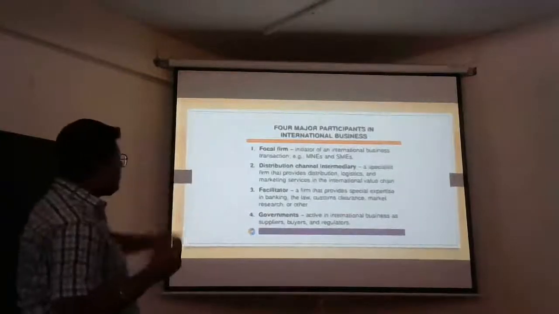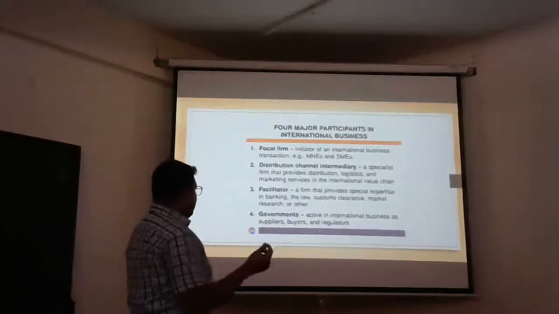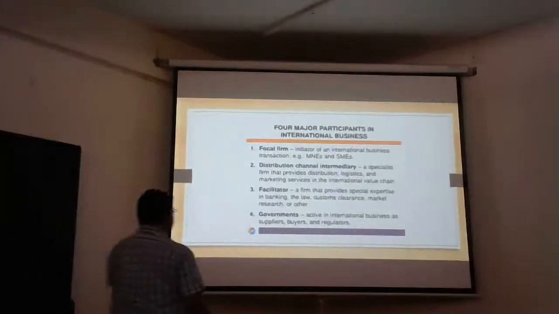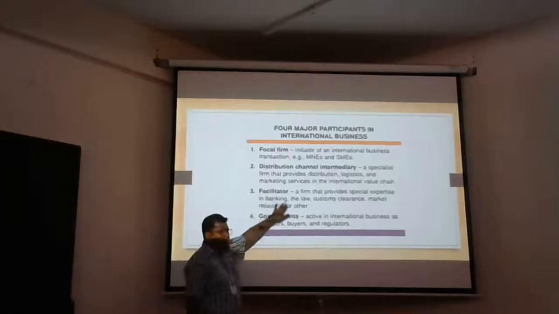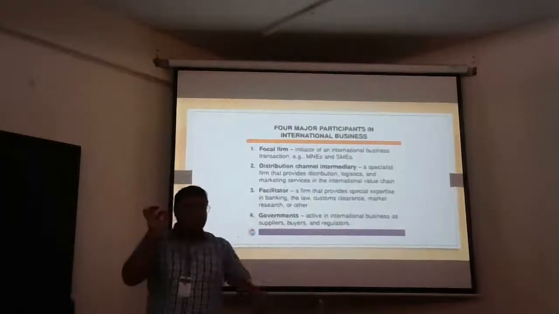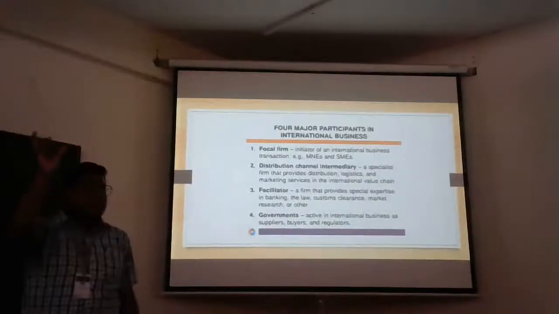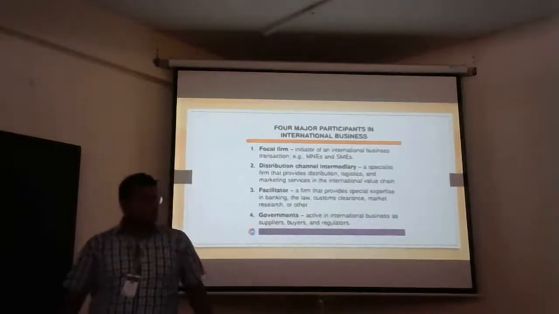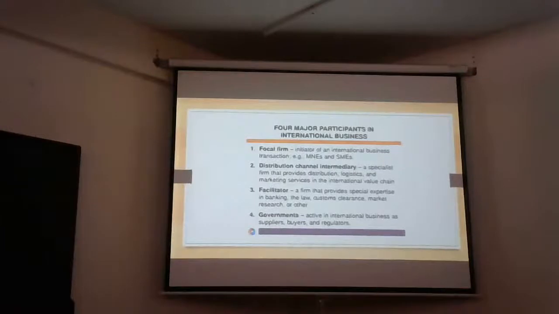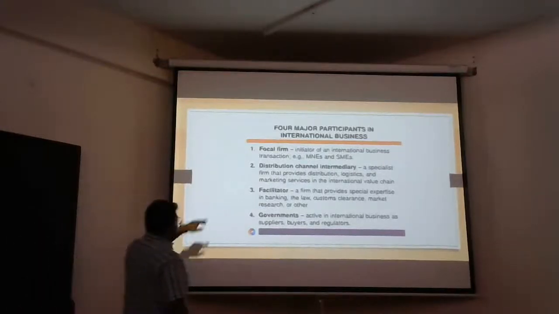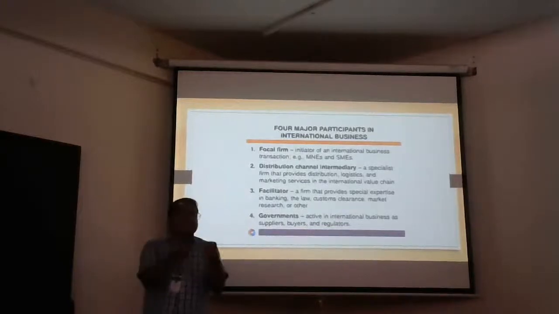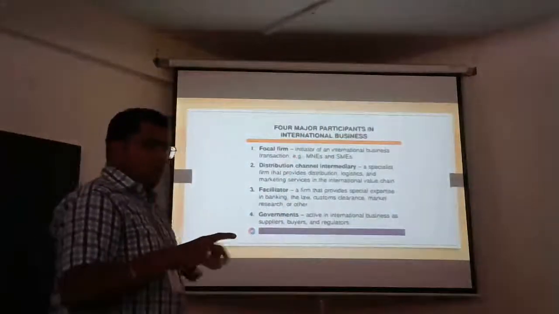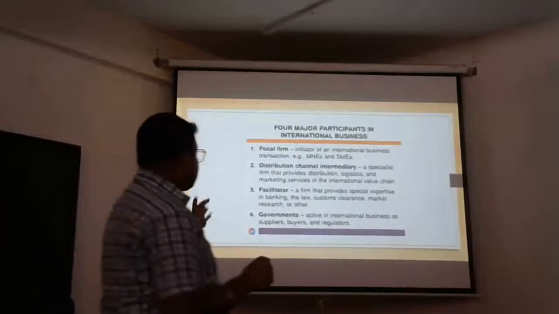Third is a facilitator: a firm that provides special expertise in banking, law, customs clearance, and market research. These need to be fixed first. The moment we are doing the research, who will be my facilitators? Who will be my distribution network partners? And then last is the government, active in international business as suppliers, buyers, and vendors. So numbers 2, 3 and 4 need to be finalized first. Then only a brand like Nandini or XYZ can venture out.